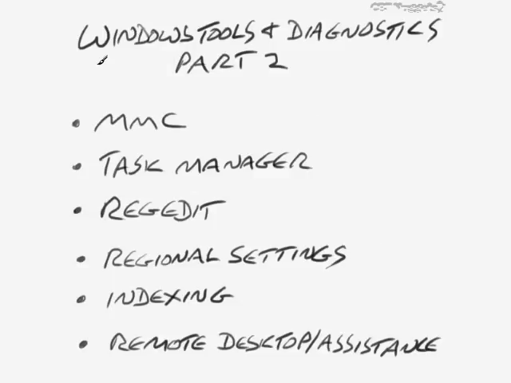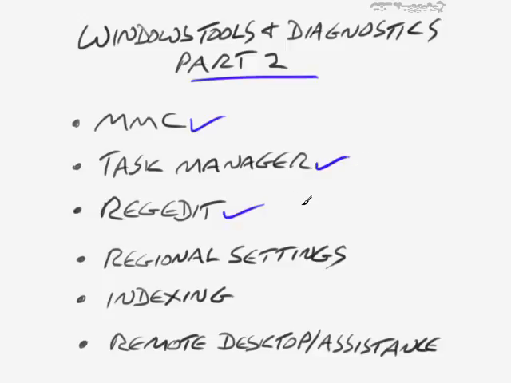In this nugget, we took a look at Windows tools and diagnostics. This was part 2, where we started off by taking a look at the MMC console. Remember, this is something that we already have in a lot of ways in computer management, but you can also customize this and save it for your own preferences. We also took a look at Task Manager, which is a great way to look at what's going on in the system currently to see the various applications, services, users, and to be able to terminate things as well.